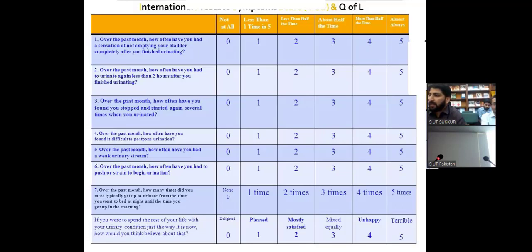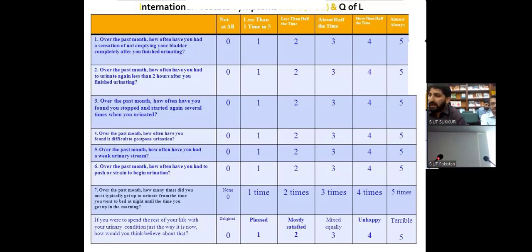The first question is, over the past month, how often have you had a sensation of not emptying your bladder completely after you finished urinating? Grade 0 is not at all. Score 1 is less than 1 time in 5. Score 2 is less than half of the time, and score 3 is about half of the time. Score 4 is more than half of the time, and score 5 is almost always.